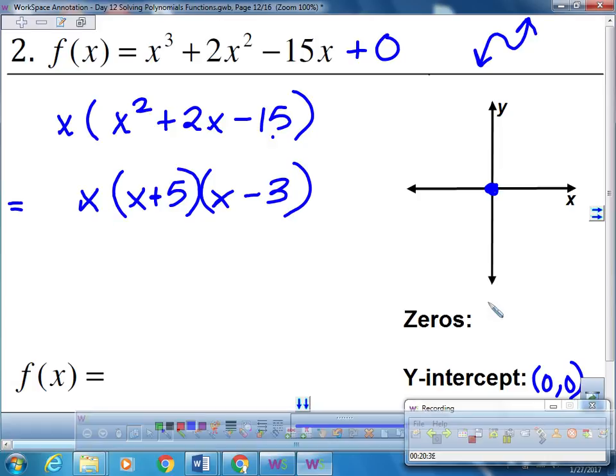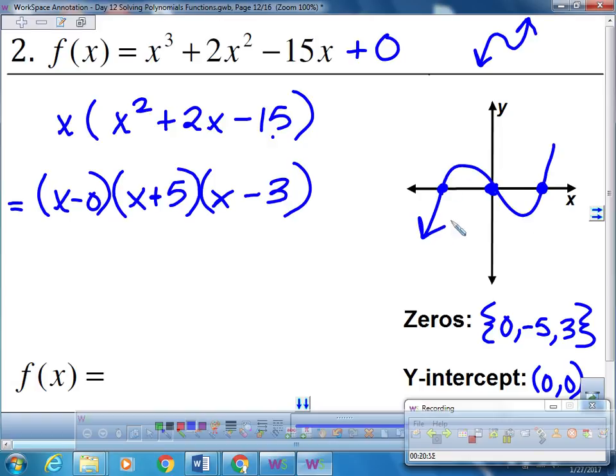Give me my zeros. Not only negative 5. Because really, what is this? If I really wanted to make it look like that, it's x minus 0. So I have a 0, I have a negative 5, and I have a positive 3. I already plotted my (0, 0), so I'm going to plot my negative 5 and my 3. There's my sketch.